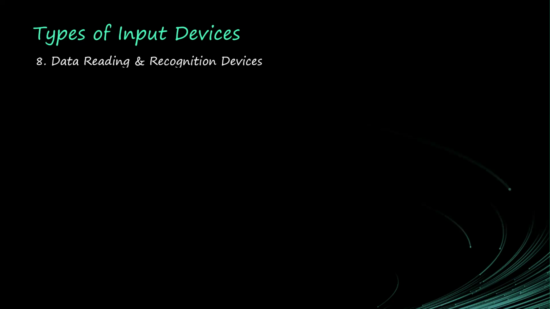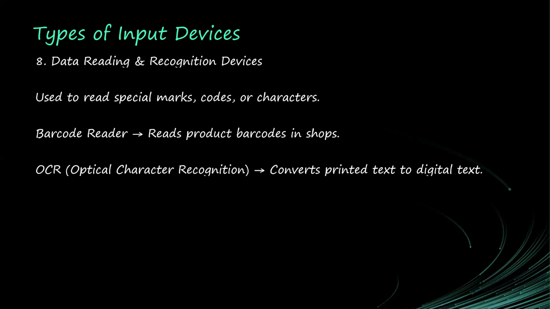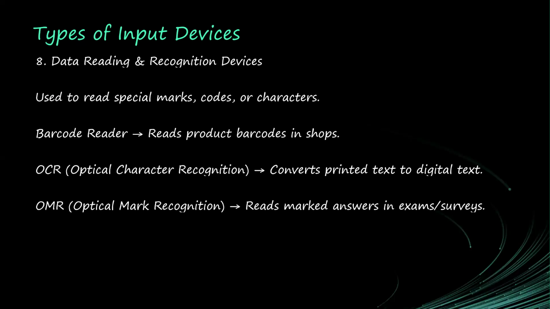So we have data reading and recognition devices. They are used to read special marks, codes, or characters. The barcode reader is a data reading and recognition device used to read special marks, codes or characters. They read product barcodes in shops. OCR, optical character recognition, converts printed text to digital text.